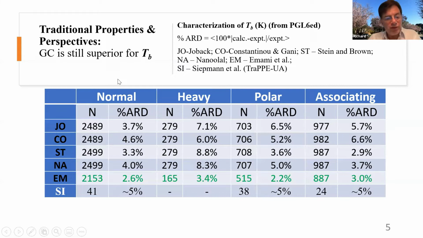So the general trend that you see is that they're all pretty similar. There is a method that actually I worked on. Oh, I forgot to put the reference. Oh, here it is, Emami. Okay, so Emami et al.